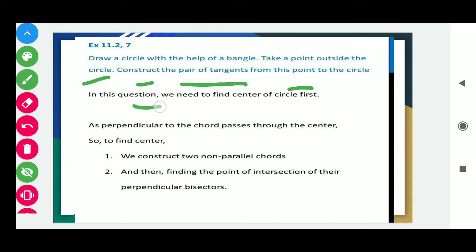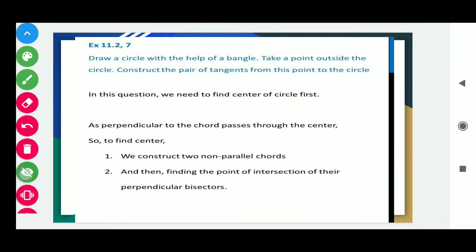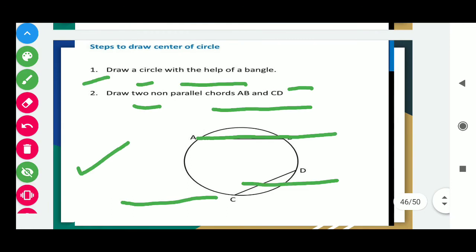In this question we need to find the center of the circle first. As the perpendicular to the chord passes through the center, we have studied this result in class 9th. So, to find the center, we construct two non-parallel chords and then find the point of intersection of their perpendicular bisectors. So, students, let's start with the same working rule.